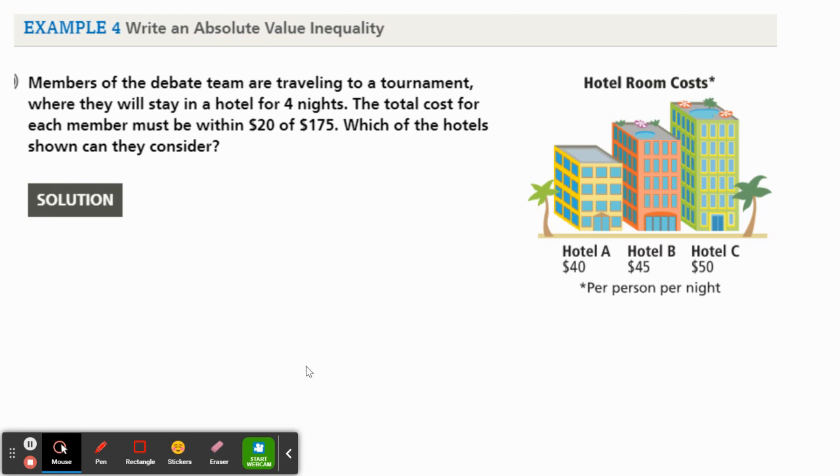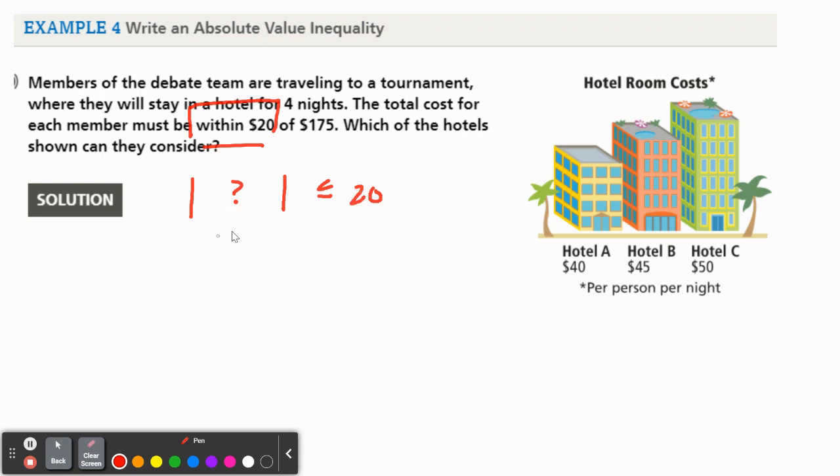Okay. So again, this idea of being within $20 should lead you to an absolute value inequality. Whatever's inside the absolute value, we don't really know right now, must be less than or equal to $20. Now, what's going to go inside here? Well, this inside here is going to be the total amount we spend, the total cost. It's going to involve the $175, and it's going to involve the 4 nights.